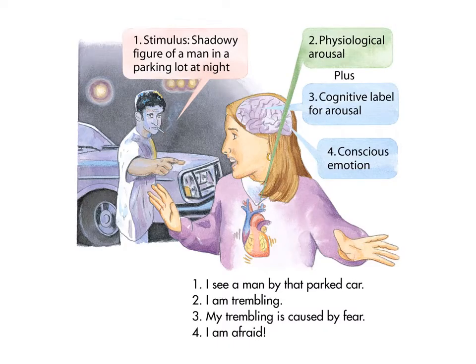Same situation here. There is the stimulus, the thing that's causing all of this. So physical arousal, I'm trembling. Cognitive label, I'm trembling because I'm afraid, because that's somebody I don't know and I'm in a dark parking lot. Then I'm aware that I'm having fear, that I'm afraid.